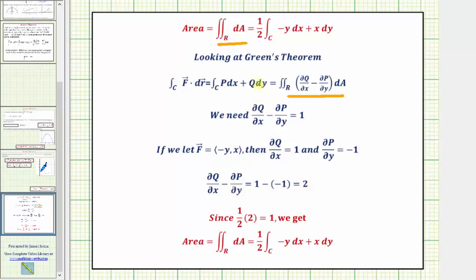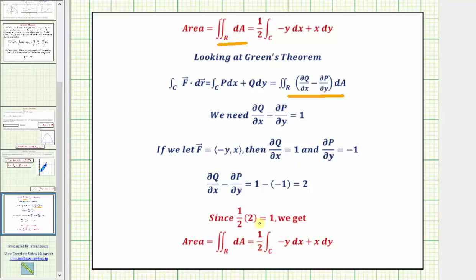So the difference of the two partial derivatives doesn't give us 1, which we want, it actually equals 2. And this is where the 1/2 comes into play in the formula. Because 1/2 times 2 equals 1, this is where we get our formula. The area is equal to 1/2 times the line integral of negative y dx plus x dy. Again, using the vector field shown here, the difference of the partial derivatives gives us 2, and because we need a 1 as the integrand function, we have this extra factor of 1/2 here.